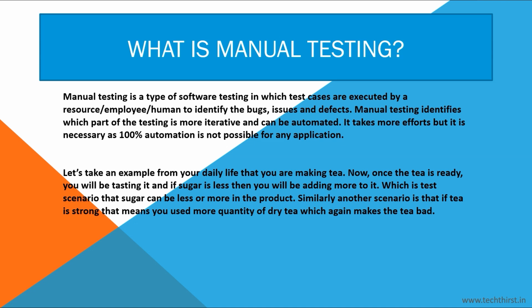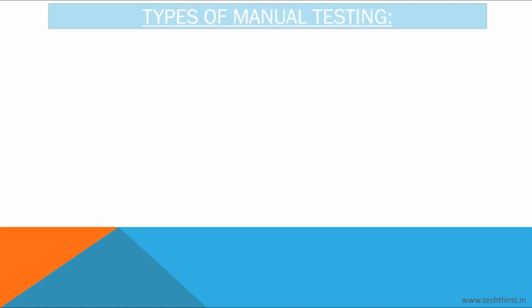You are doing testing in your daily life tasks as well. Let's take an example from your daily life: you are making tea. Once the tea is ready, you will taste it, and if the sugar is less, then you will add more to it. That is a test scenario: the sugar can be less or more in the product. Similarly, another scenario is that if the tea is strong, that means you used more quantity of dry tea, which again makes the tea bad. Let's have a look at types of manual testing.